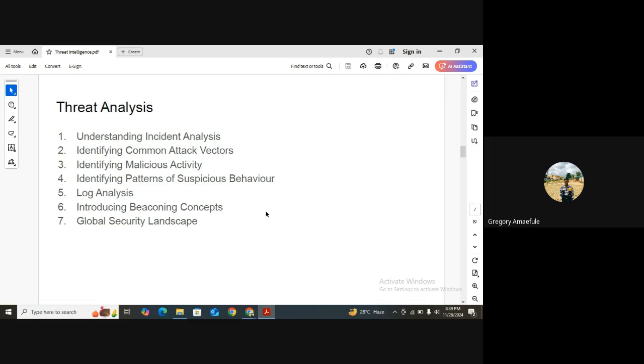So during the threat analysis phase, we try to understand all these things and we try to use our results to prevent it. I also explained threat investigation, which basically occurs either during or after an incident has happened.